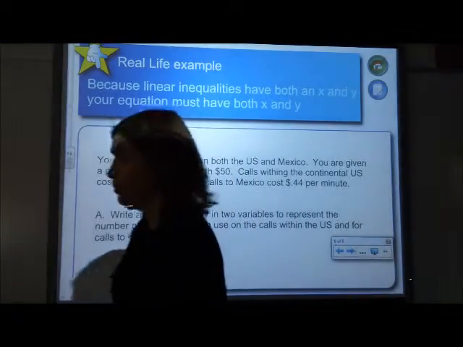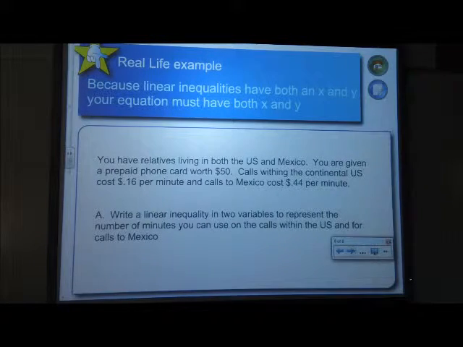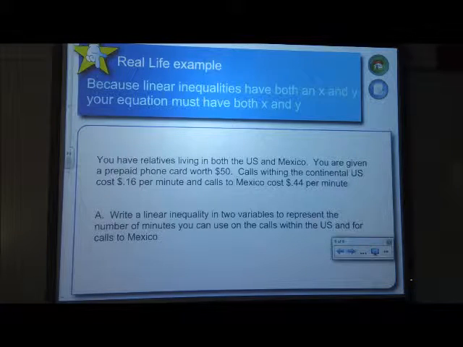Let's look at our next example. It's a real life example, and I've got it for you. You have relatives, they're living in both the US and in Mexico, okay? And you're given a prepaid phone card worth $50.